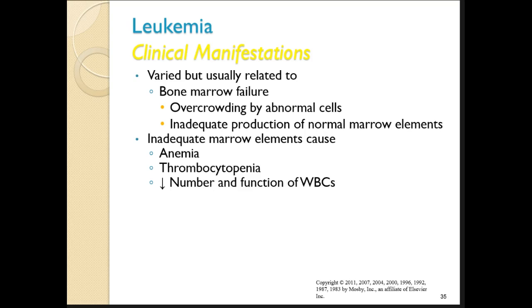Although the clinical manifestations of leukemia are varied, they relate to problems caused by bone marrow failure and the formation of leukemic infiltrates. Bone marrow failure results from the bone marrow being overcrowded by abnormal cells, as well as inadequate production of normal marrow elements. The patient is predisposed to anemia, thrombocytopenia, and decreased number and function of white blood cells.